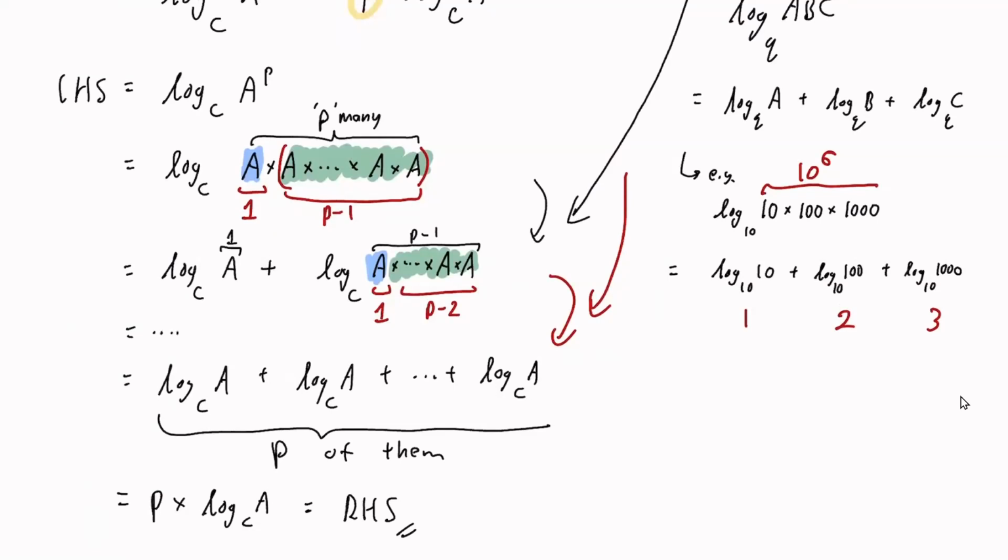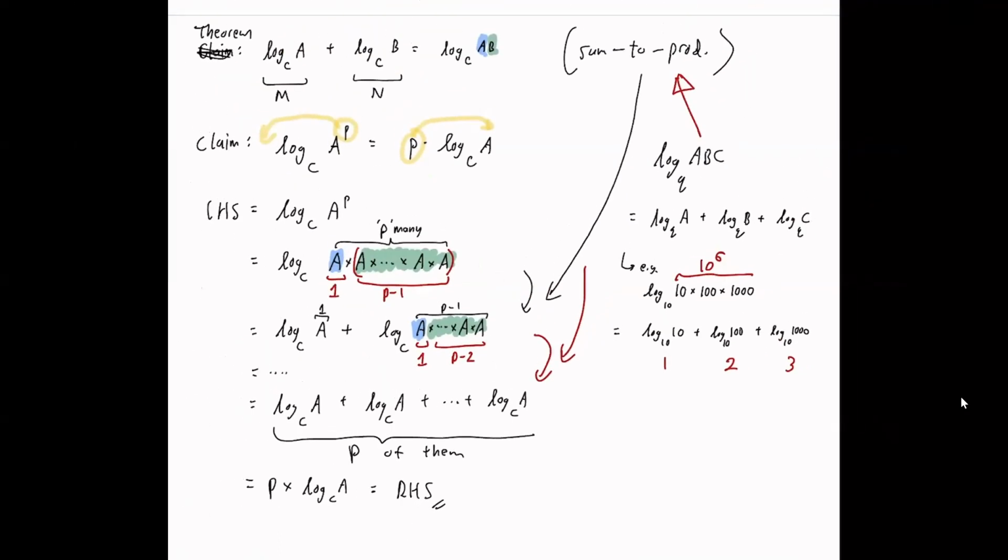Okay. I should have put a dot dot dot here. I skipped a lot of steps. Here there's a p minus one of them. You still need to continue splitting up. Okay. That is the power rule. What was the other rule that I had to go through? That's change of base rule. Right. Change of base. Okay.